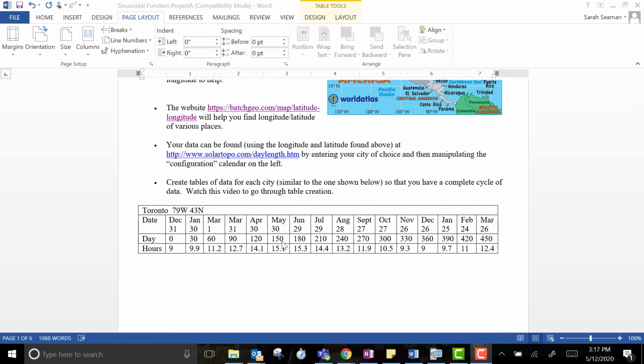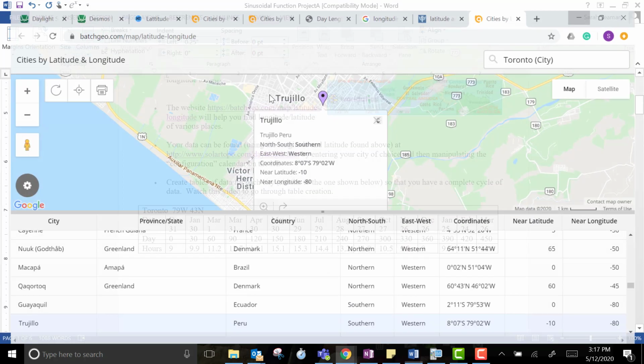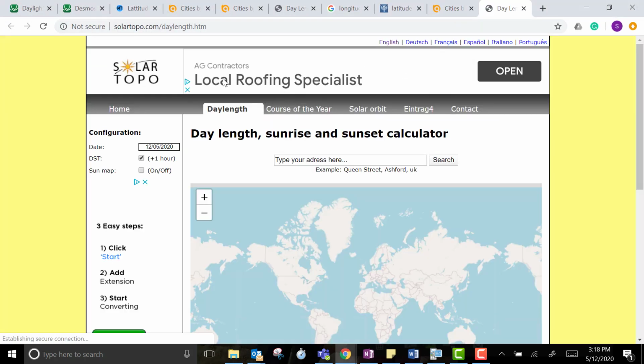After you've decided what your 3 cities are by that batch geo, what you're going to do is go to the solar day length website, and it should bring up a day length sunrise and sunset calculator.